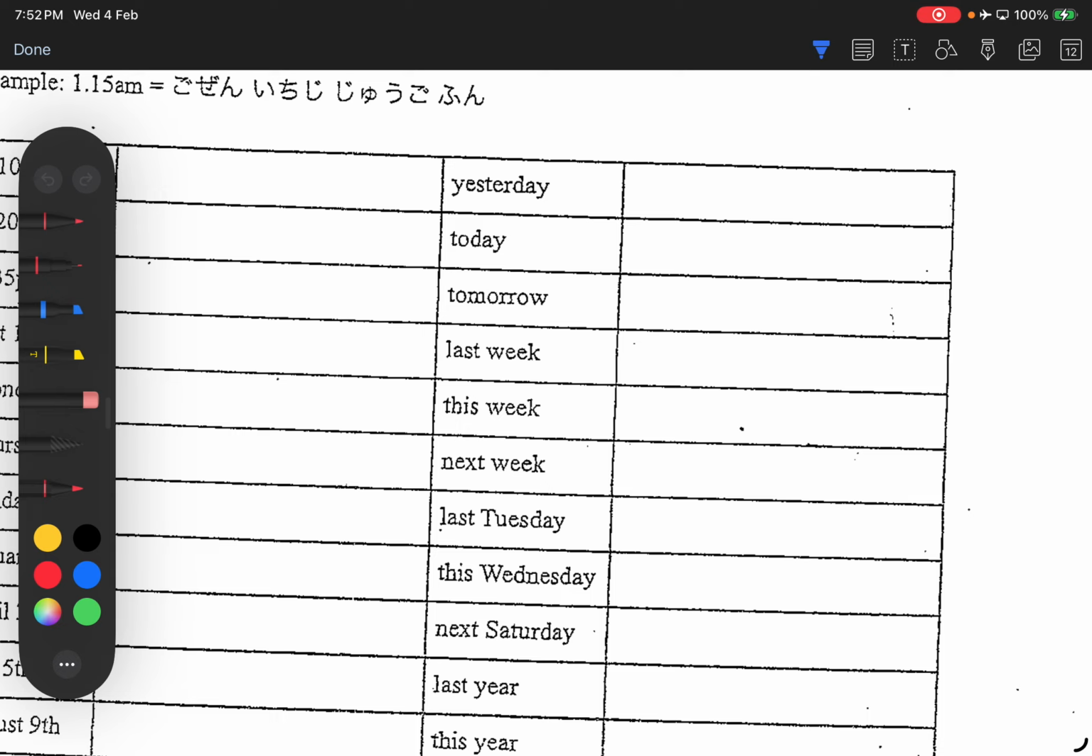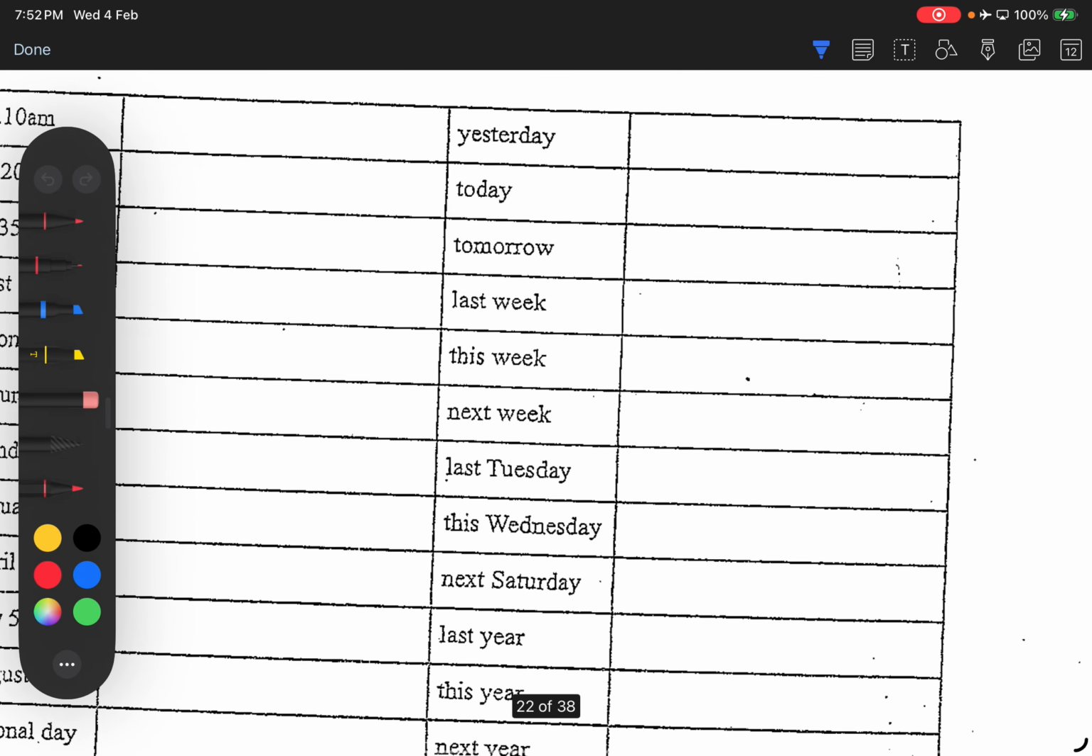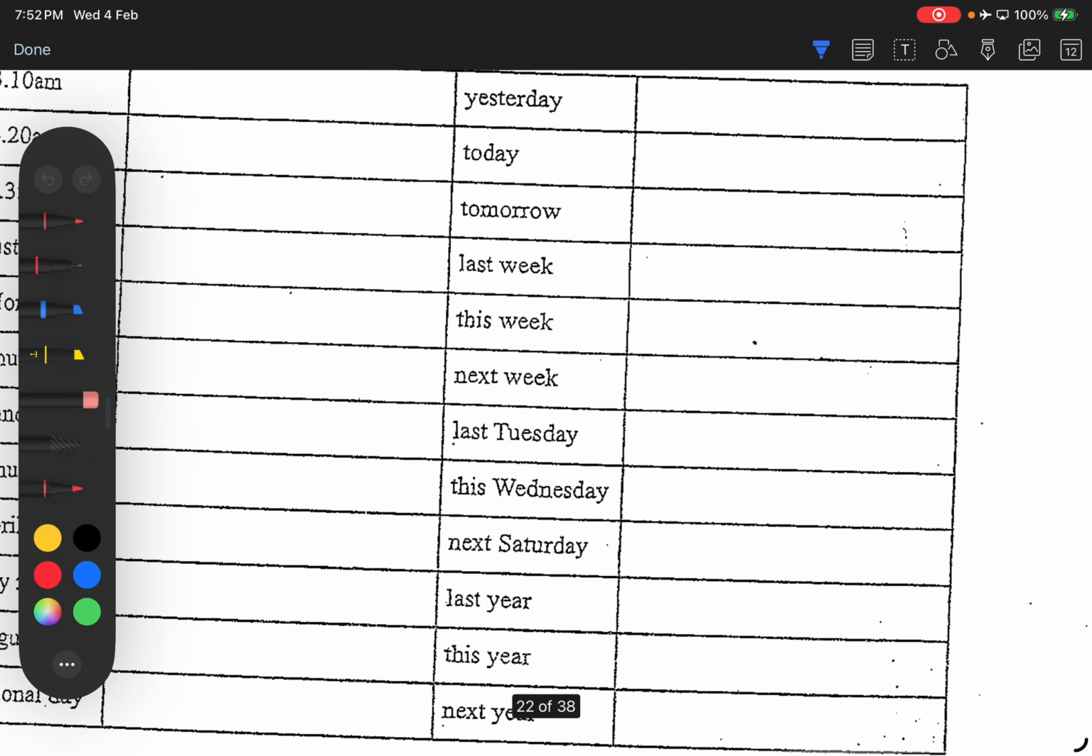Yesterday, yes. Sorry. So easy can skip. Yesterday, today, tomorrow can skip. Sure. Okay, then what is last Tuesday? Yes, Cecilia. Last Tuesday 先週の火曜日. Thank you. This Wednesday? Ian. 今週の水曜日. Next Saturday, Jinkun. 来週の土曜日. Thank you.